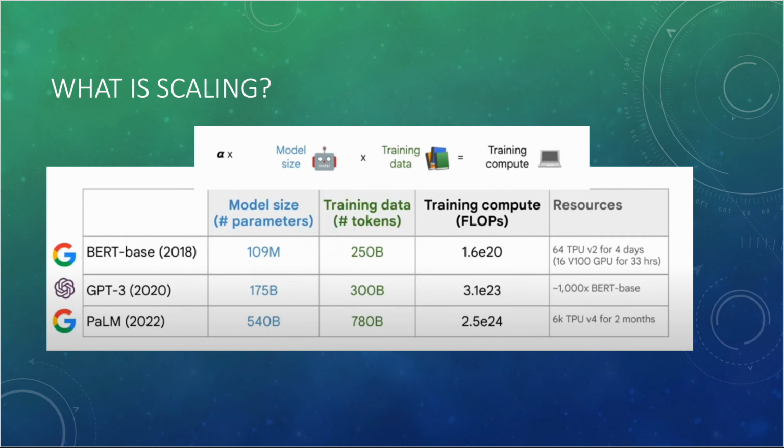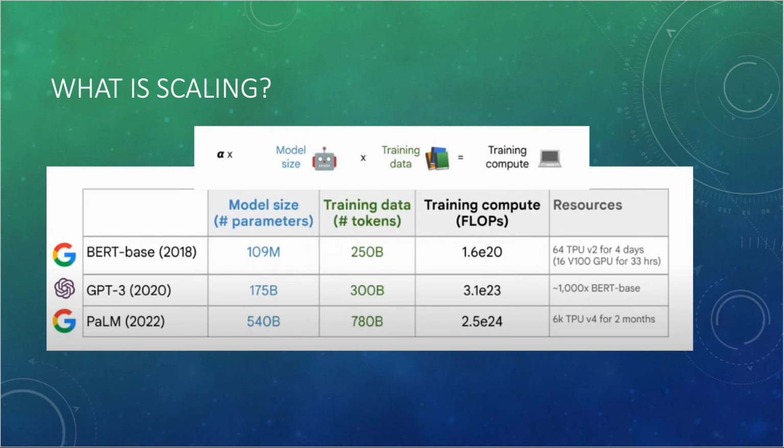Second, the training data. Imagine this as the model's education. It's made up of tokens, which are pieces of text that the model learns from. More tokens means more information for the model to learn. Third, the training compute. This is the amount of math the computer needs to do to train the model. We measure this in FLOPs, which stands for floating point operations, or the number of calculations it makes.